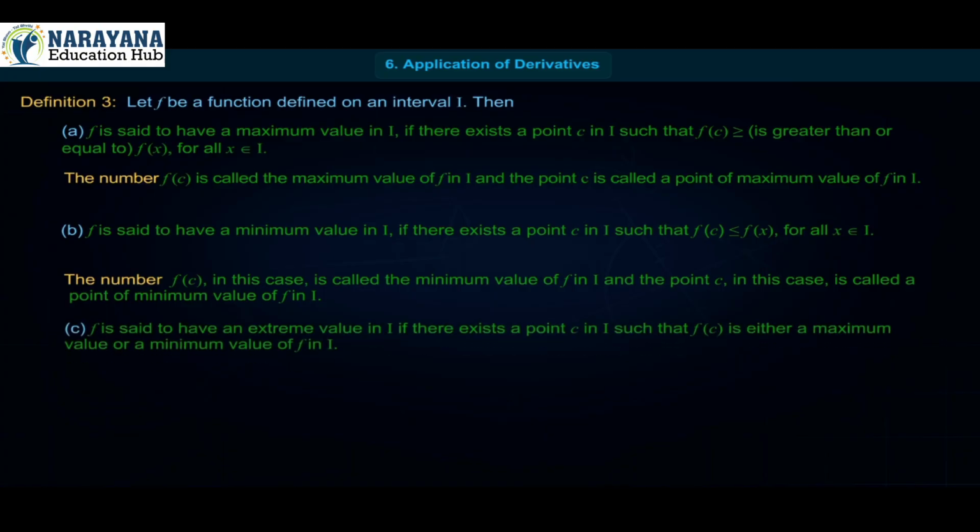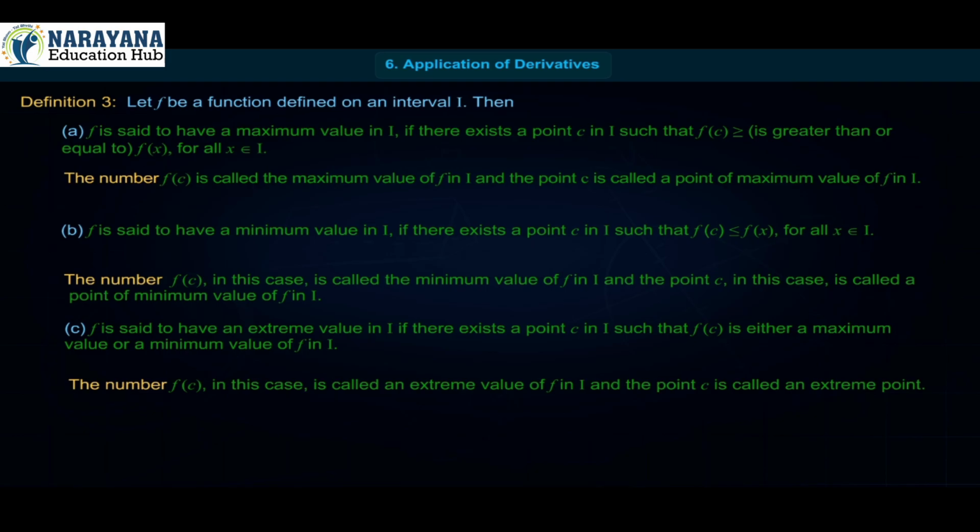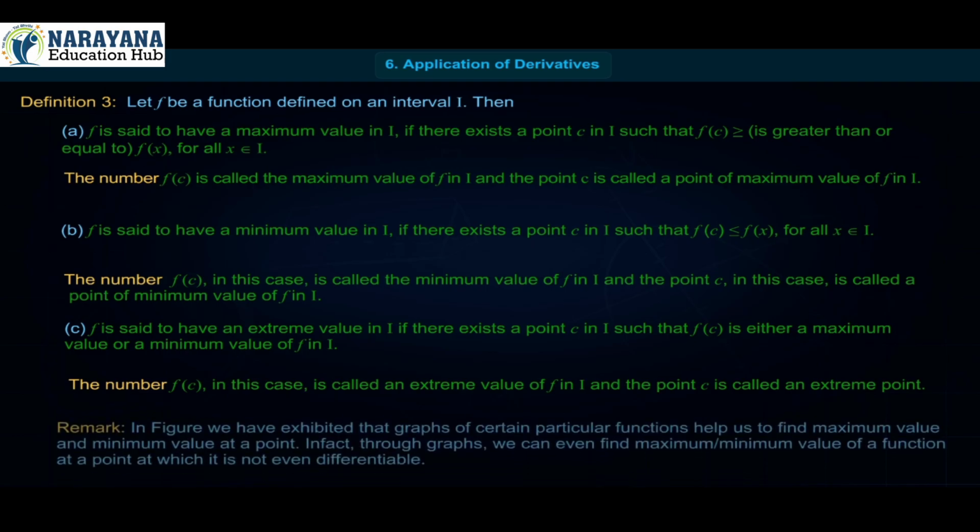C. f is said to have an extreme value in I if there exists a point c in I such that f of c is either a maximum value or a minimum value of f in I. The number f of c in this case is called an extreme value of f in I, and the point c is called an extreme point.